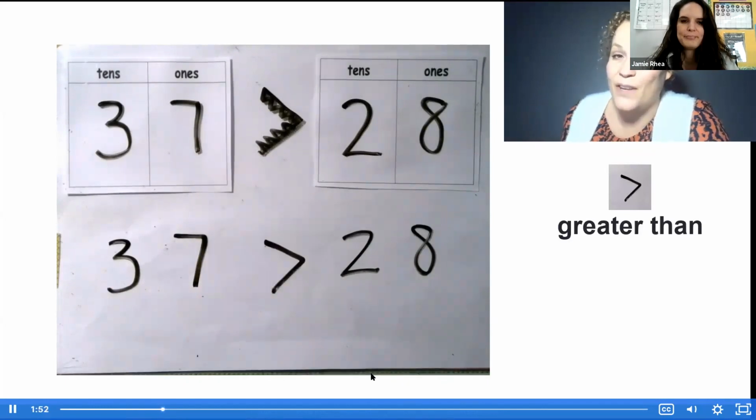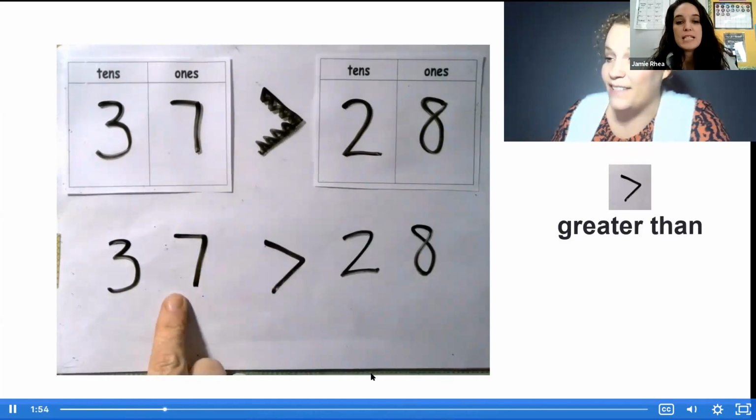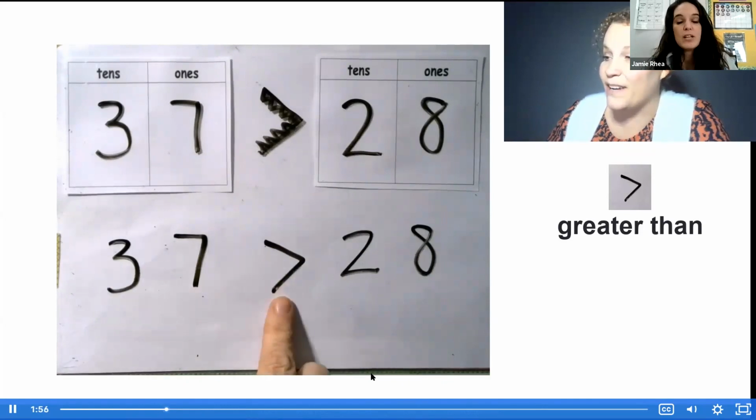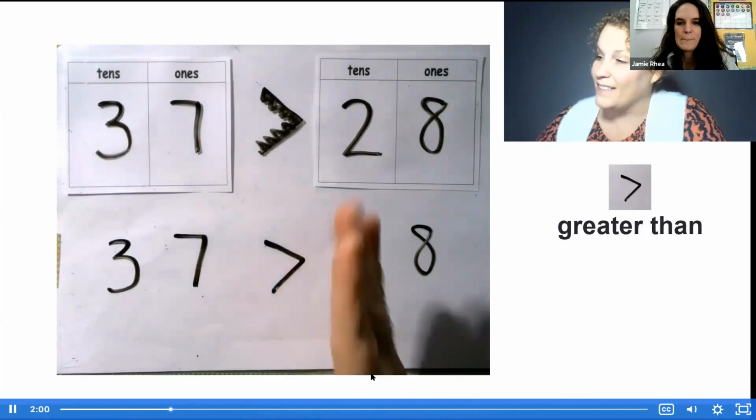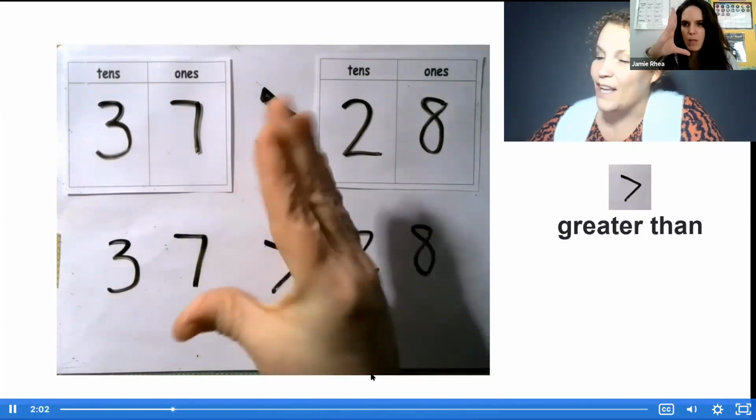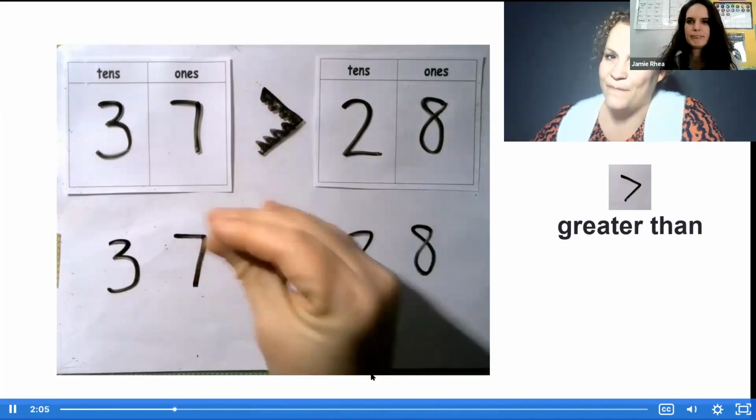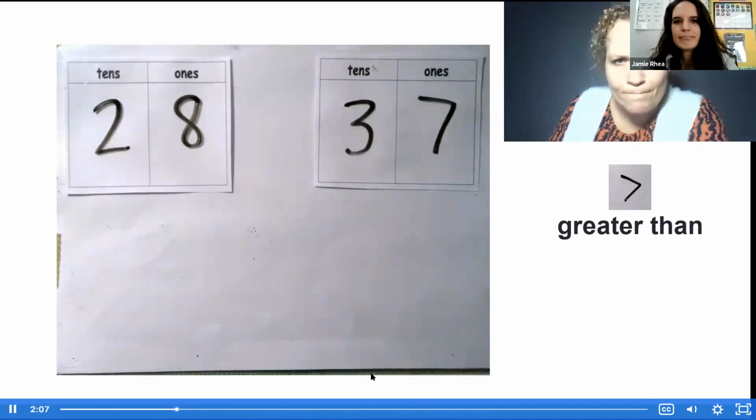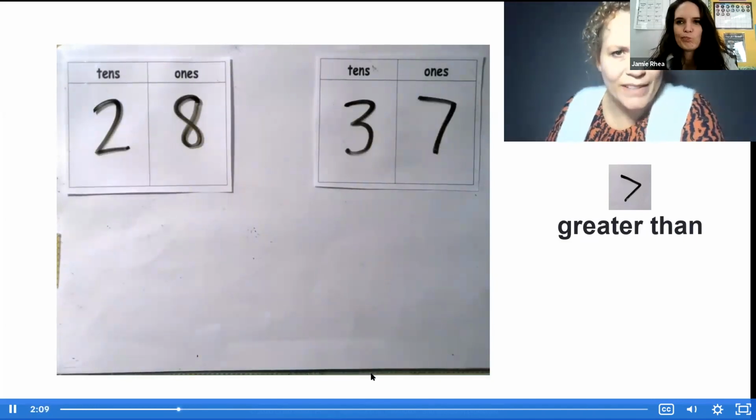This number sentence reads like this: 37 is greater than 28. And our greater than symbol is always going to eat the larger number. It looks like 28 and 37 traded places.